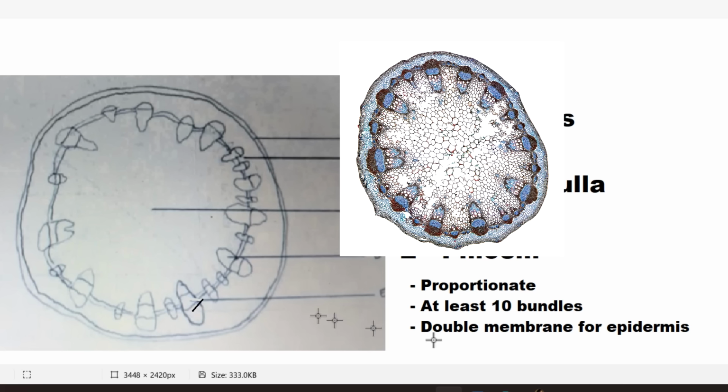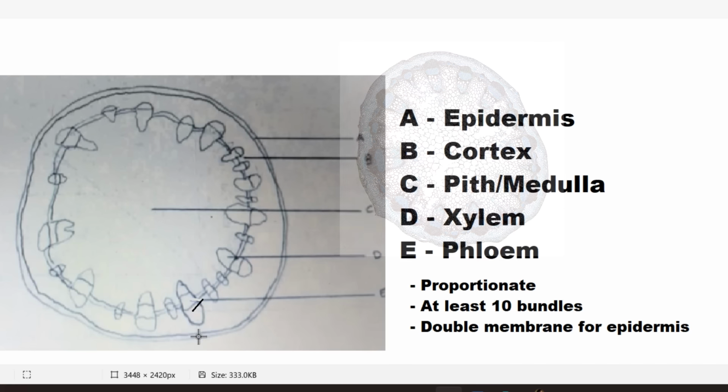You'll notice, remember I said the epidermis is like a double layer. You also want to make sure there's a double layer that you put here. You want to make sure it's as close to parallel or as close to concentric as possible. And yeah, so there you go, and you can see the labels here.